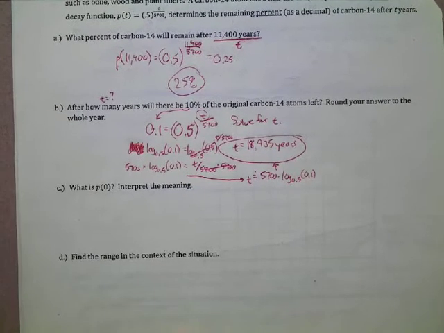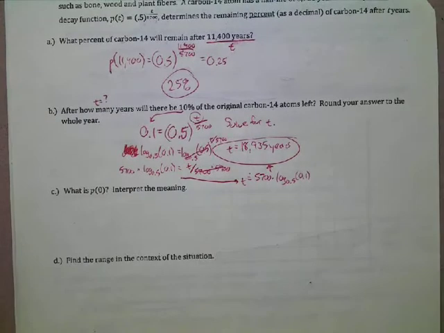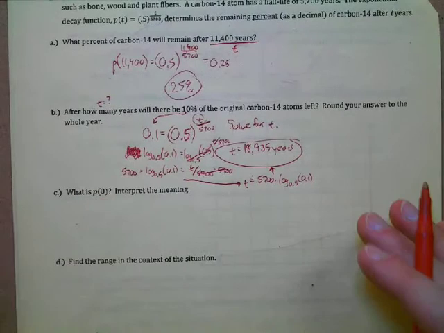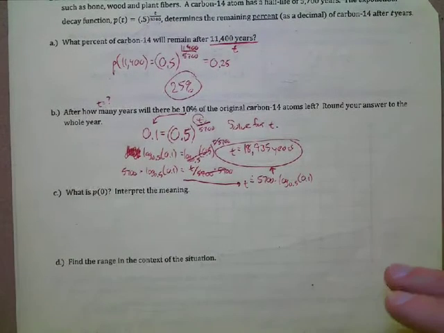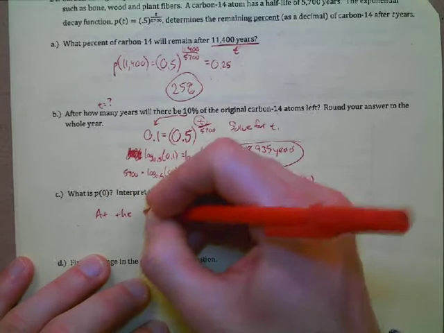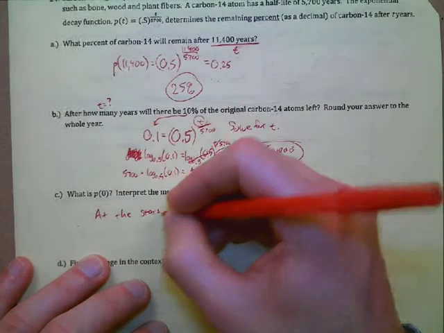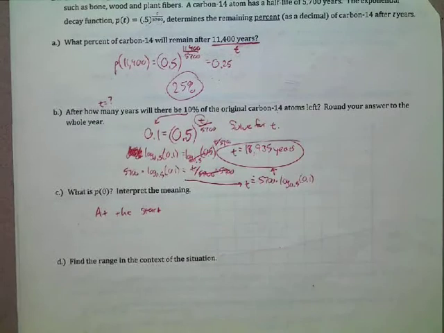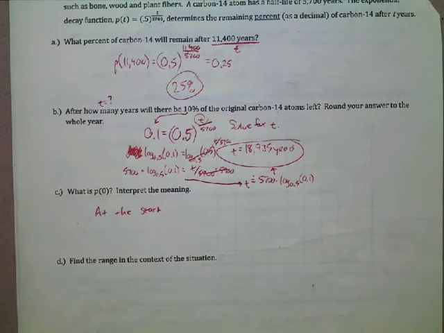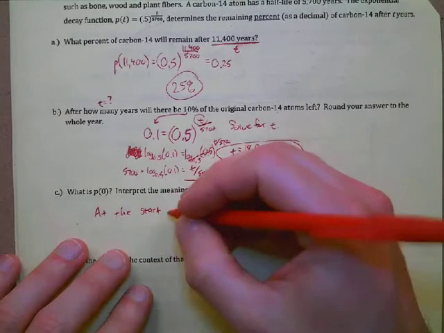Questions so far on A or B? All right. Letter C, what is P of 0? Well, 0 is replacing t, right? So what does a t value of 0 mean here? Yeah. So at the start, okay. What's p of 0 though? P stands for the what in this case? Percent, yeah. Okay. So maybe I should say not at the start here.